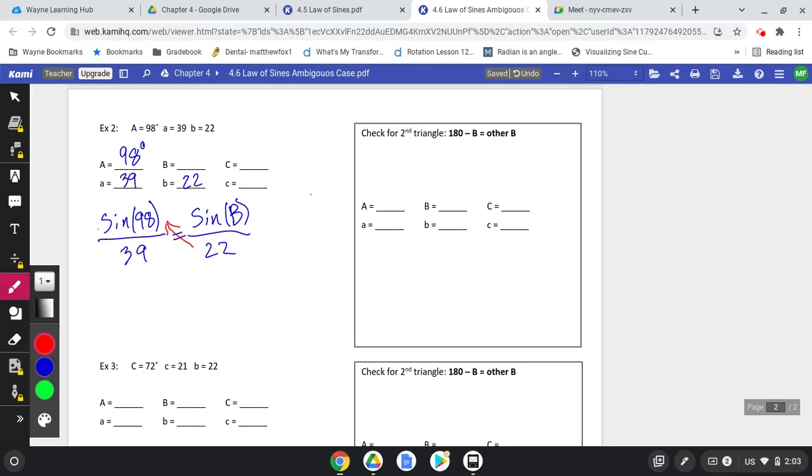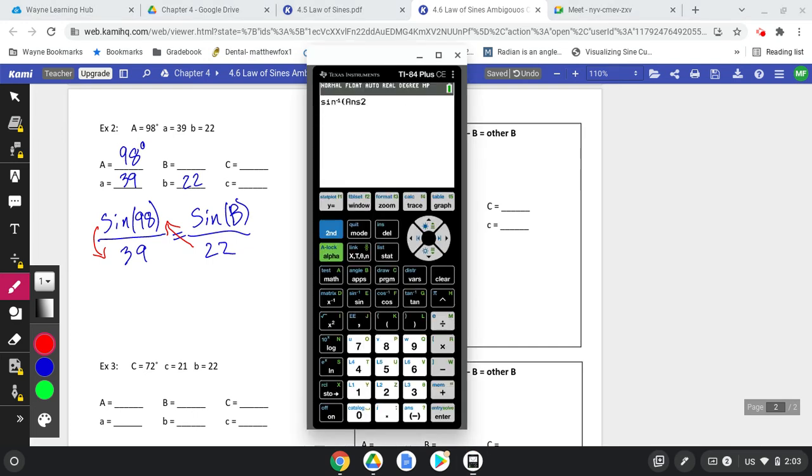Okay, we multiply and then divide. So 22 times the sine of 98 divided by that 39, hit enter. Now we have to take our answer. So second sine, second answer, close the parenthesis and hit enter. And once again, that is the inverse sine of our answer. Let's get in the habit when it's an angle we are solving, we're going to round to the nearest whole number. So b equals 34 degrees.